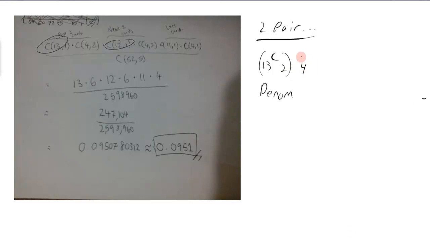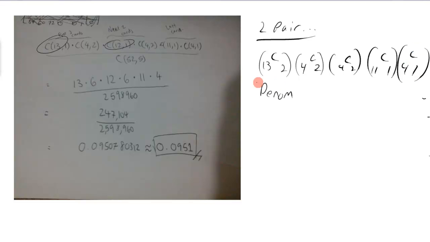Out of the 4 cards for the first pair, choose 2 of them. Then out of the 4 cards for the second pair, choose 2 of them. Then for your last card, out of the 11 denominations left, choose 1 of those, and out of the 4 cards, choose 1. That'll get you there. And then your denominator is dead on. You got that part right.